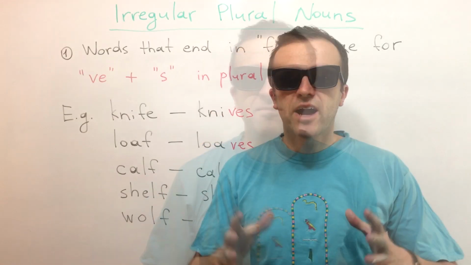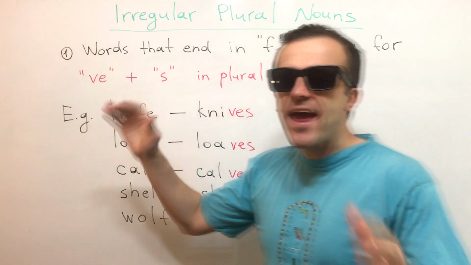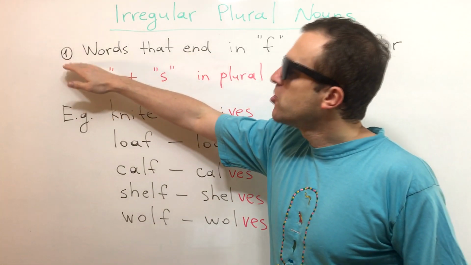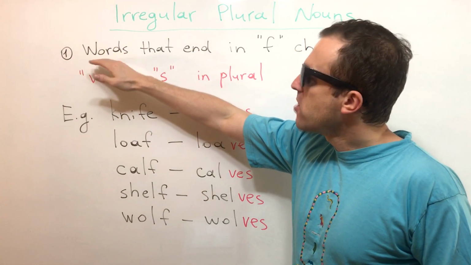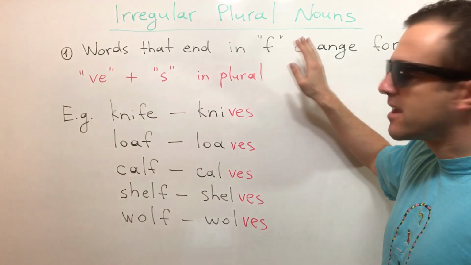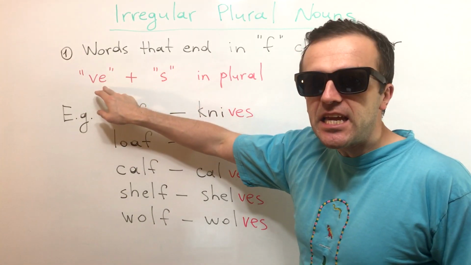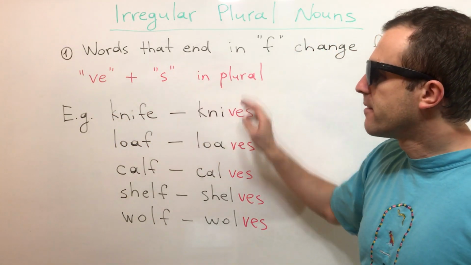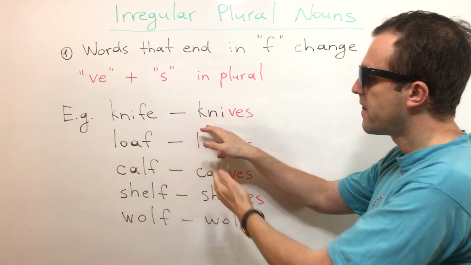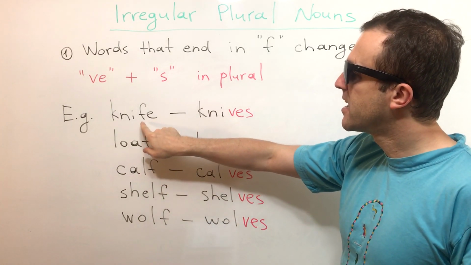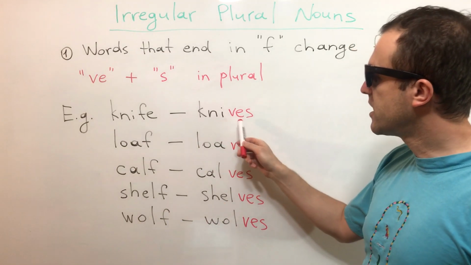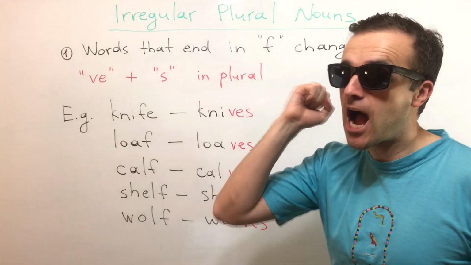So guys, let's talk about irregular nouns, irregular plural nouns. And the first rule is with those words that end in f in singular. And they change for ve plus s in plural. For example, a knife, knives. So you see that f is changed for ve, ves, knives. You know a knife?